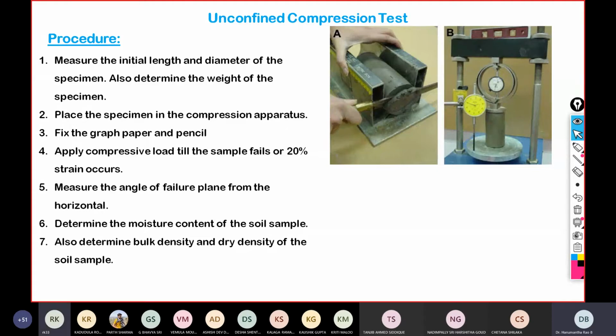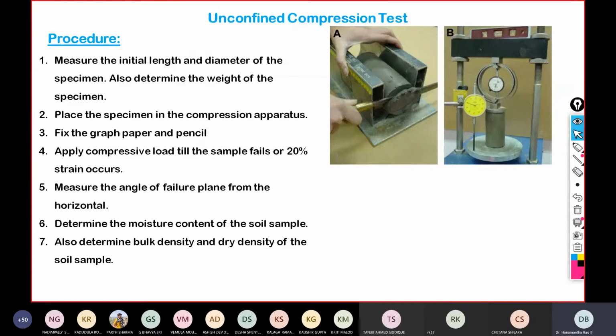Gamma is bulk density. Sir, you told that this UCS, the unconfined compression test, is only for saturated soil. Yes, only for saturated soil. But here we are determining it for optimum moisture content. Now we don't know whether it is saturated or not. No, that is true. Once the soil sample is compacted at gamma D and OMC, it is further saturated by applying the vacuum.